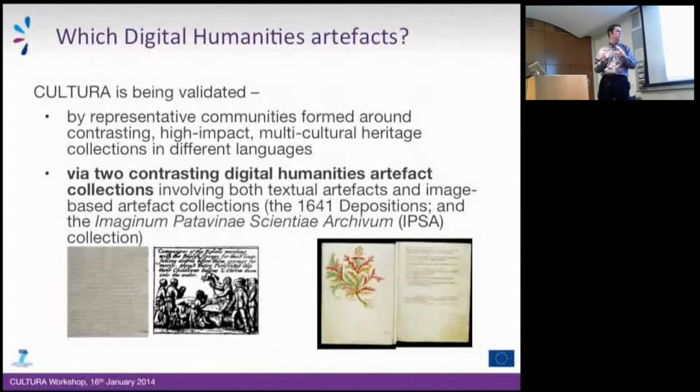But we wanted to work with a contrasting collection, so we also worked with the IPSA collection. This is a collection of illuminated manuscripts, several thousand folios of botanical and astronomical material. And they're all beautiful pages like this, and you'll see some examples later on when we demonstrate the system. But what they don't have is any transcribed text associated with them. So there are some textual elements, but it has not been transcribed. So how can we work with this? I mean, what can we do?